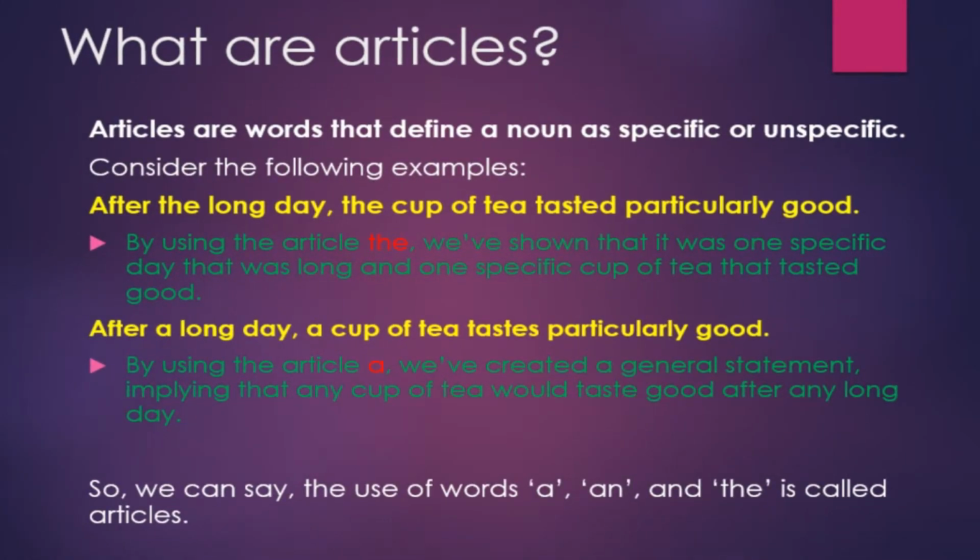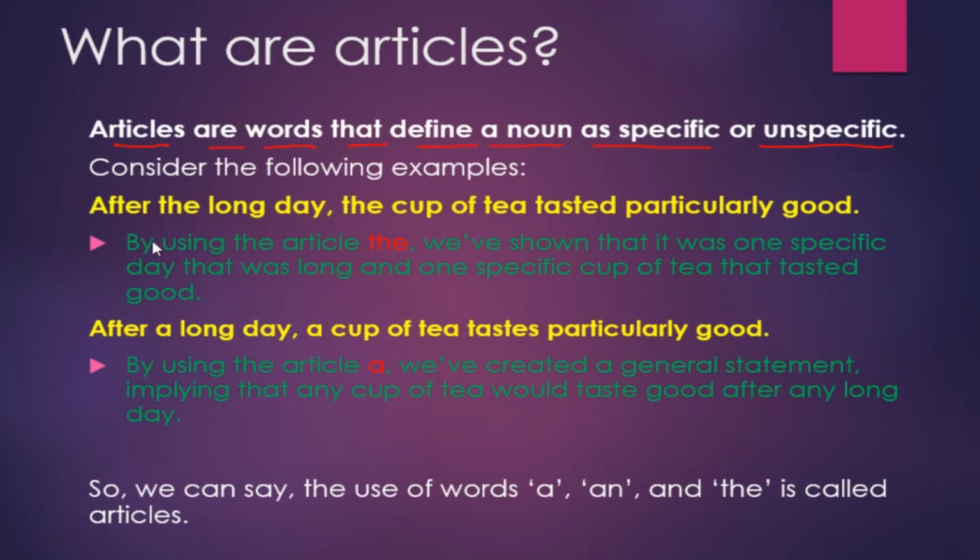At the beginning, we should know what is articles. Whenever I asked my student, they said A and B. A and B is article. Okay, the definition should be like: articles are words that define a noun as specific or unspecific. Articles are words that define a noun as specific or unspecific.